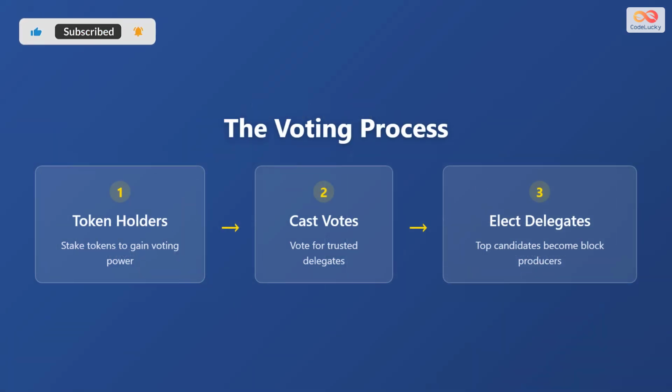The DPoS voting process follows 3 key steps. First, token holders stake their tokens to gain voting power in the network. The more tokens you stake, the greater your influence in the election process. Second, token holders cast their votes to select delegates they trust to validate blocks. Each token typically represents 1 vote, and users can vote for multiple candidates. Third, the candidates who receive the most votes become elected delegates or block producers. These top-ranked validators are then responsible for creating and validating new blocks on the blockchain.